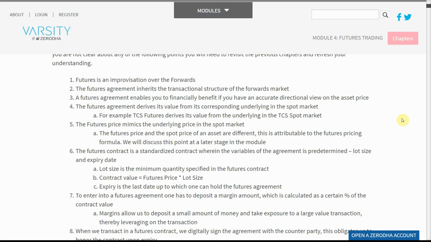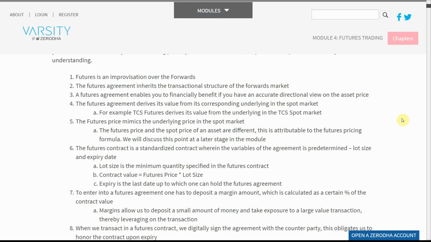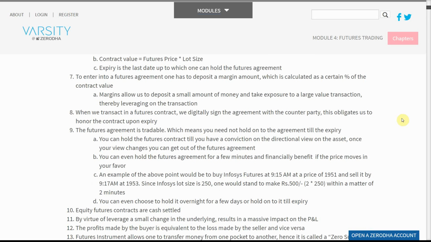The futures contract is a standardized contract wherein the variables of the agreement are predetermined: lot size and expiry date. Lot size is the minimum quantity specified in the futures contract. Contract value equals futures price asterisk lot size. Expiry is the last date up to which one can hold the futures agreement. To enter into a futures agreement, one has to deposit a margin amount, which is calculated as a certain percent of the contract value. Margins allow us to deposit a small amount of money and take exposure to a large value transaction, thereby leveraging on the transaction.